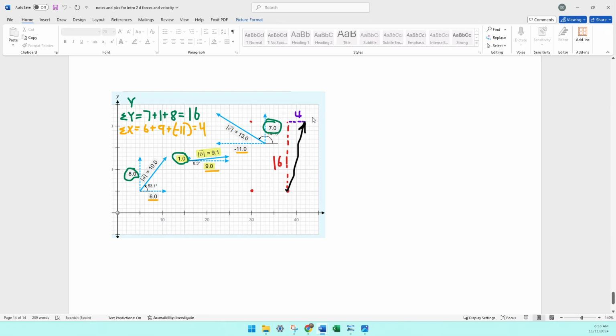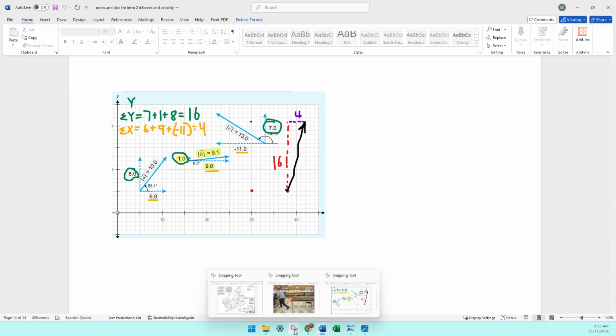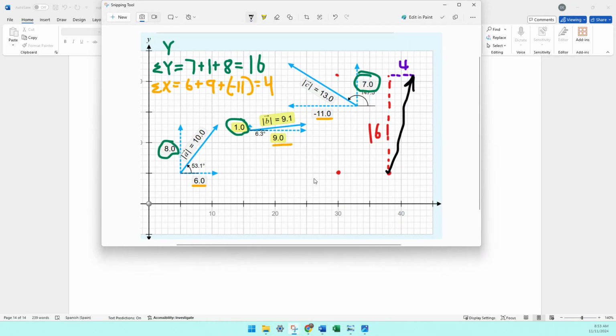Now, of course, if we were using Pythagorean to solve this, this is actually a right triangle because the x and y axes intersect at a 90-degree angle. I can just show you right here. These intersect at a 90-degree angle, and so this would be two sides of a right triangle. So this would be the C side. You could use Pythagorean and say 4 squared plus 16 squared equals C squared. That's how you could find the magnitude.